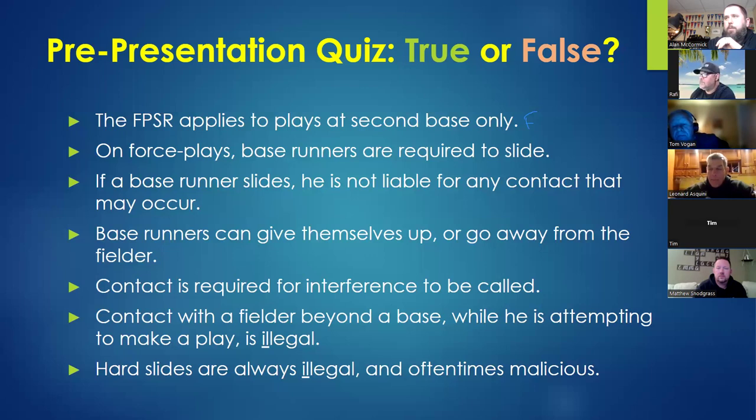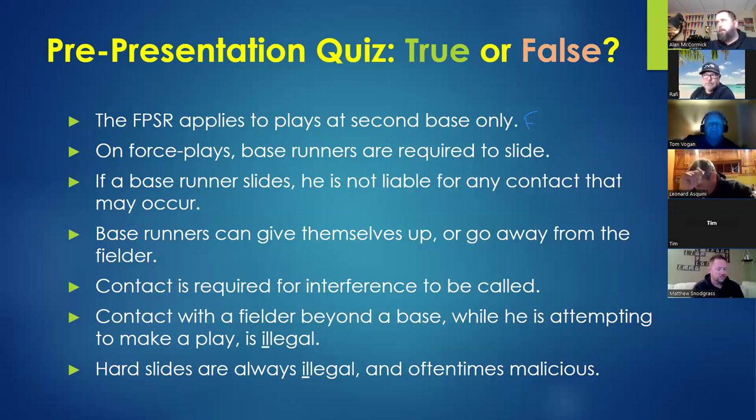This is the one I thought might get some different answers, but I was wrong. Number 5 is false. There does not need to be contact for interference to be called. An example is a ground ball to the shortstop, who catches it and goes towards the outfield side of second base, and the runner from first slides straight in the direction of the shortstop, not even making contact. That's a forced play slide rule violation, because that is an illegal slide.